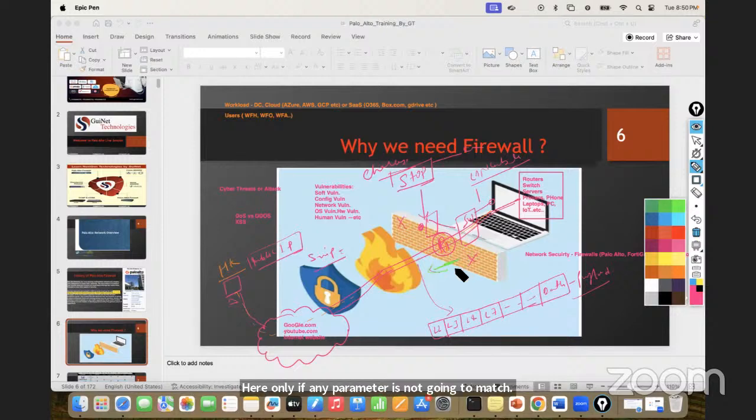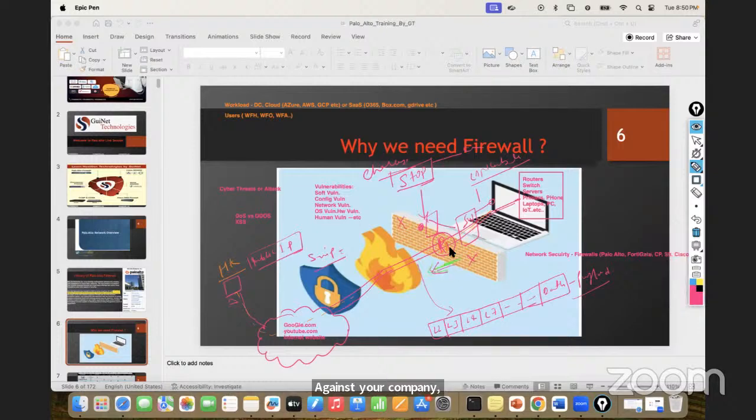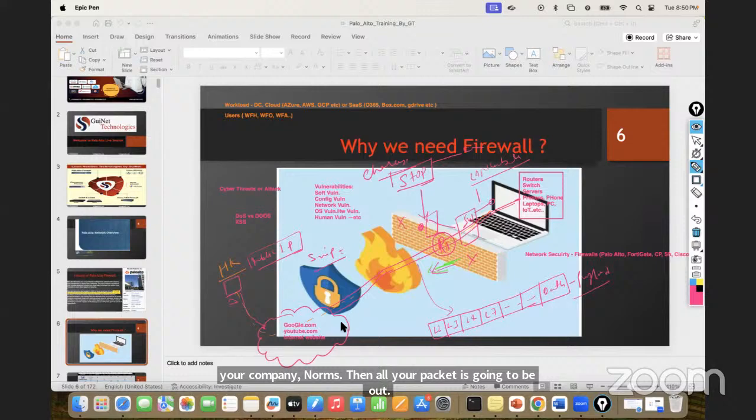Understand? Yes, no, maybe. So this is your first packet flow where your packet is initiated and lands on the firewall. The firewall does checks, and after checking, if everything complies with your company norms, then only your packet is going to go out. Now you reach the internet.